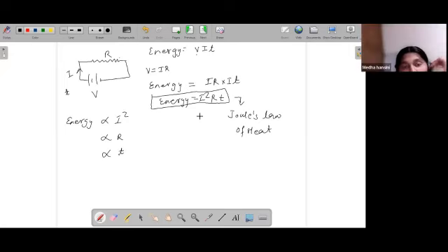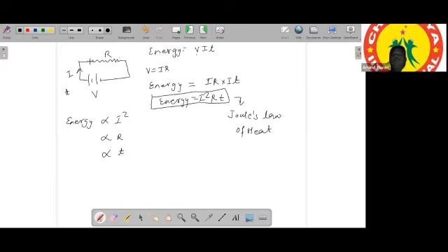So for what do we need to use this formula? To find the amount of heat energy that is dissipated through this resistance, or how much heat energy this resistance will give out, when we know that the current I flows through the resistance for a time t.